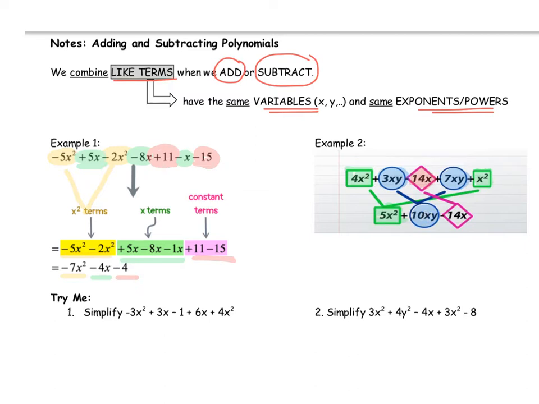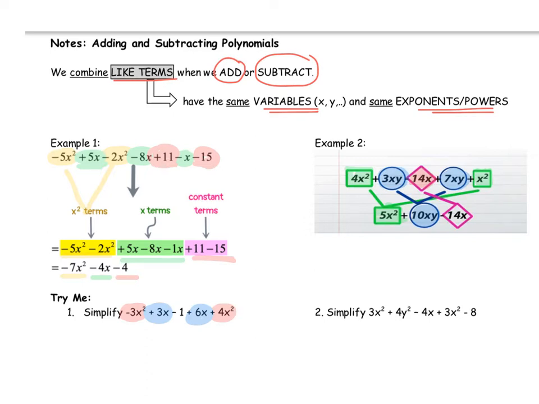So let's take a look in the context of combining like terms. Our first example is a polynomial, and the second one is a little bit more complicated. So in our first example, I have a negative 3x squared, and I'm looking for other terms that have x squared as the variable, and I see one over here. So my first type of term is an x squared term. Then I see an x term, 3x, and a 6x. Those are like terms as well. And then I have a negative 1 by itself.